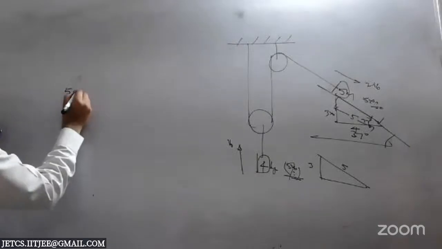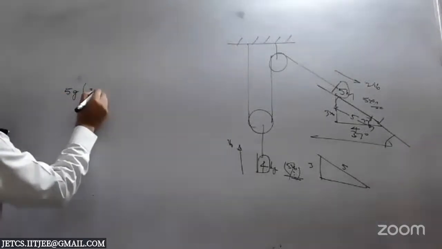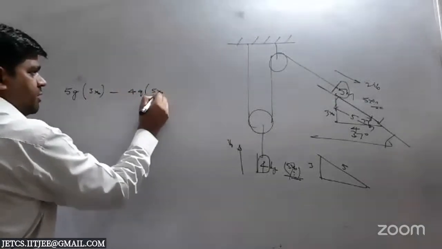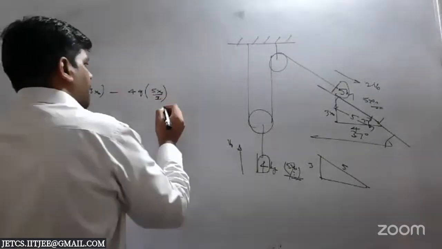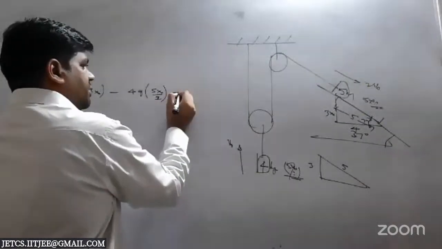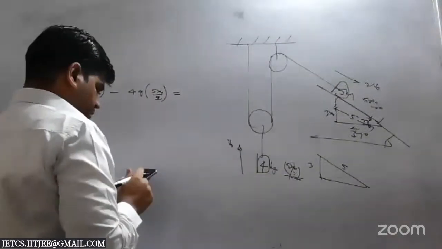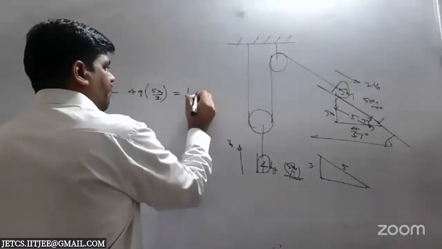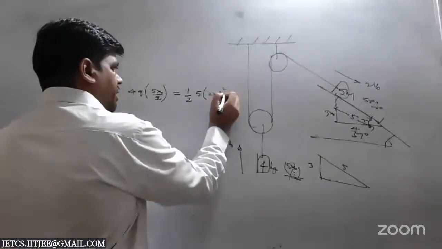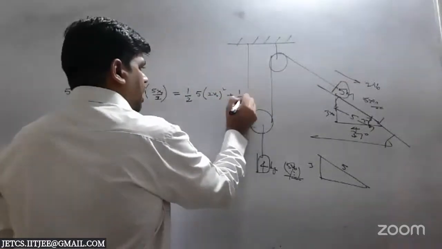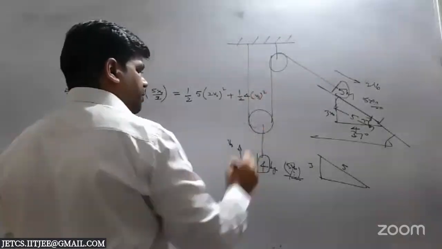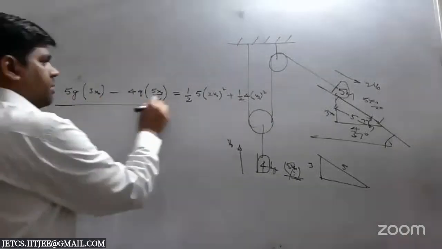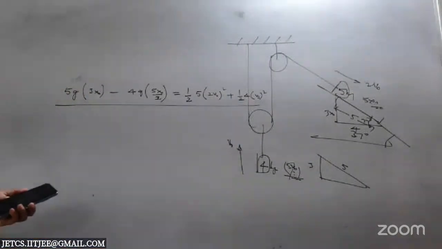5g into 3x naught minus 4g into 5x naught by 2 is equal to change in kinetic energy of the system. Initially, it starts from rest. So final kinetic energy is half 5 into 2V naught squared plus half 4 V naught squared. He's asking V naught. Solve for this, you'll get V naught. That's it. Remaining is just simple math.